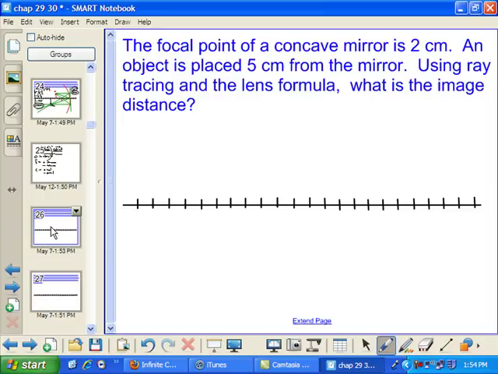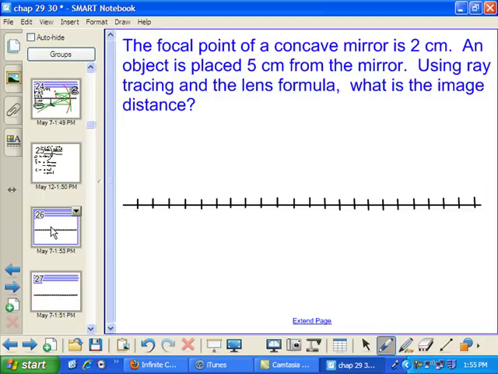Now I want you to do ballpark before we go over this. The focal point of a concave mirror is 2 centimeters. An object is placed 5 centimeters from the mirror. Using ray tracing and the lens formula, what is the image distance? So again, make a prediction. Is this going to be a real or virtual image? Real, because the object distance is bigger than the focal point.